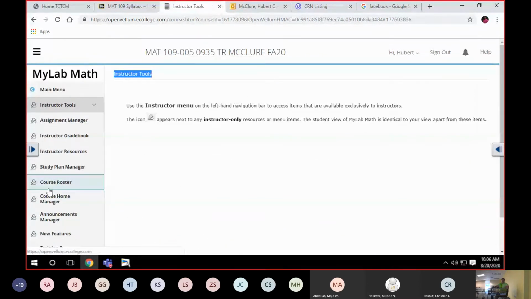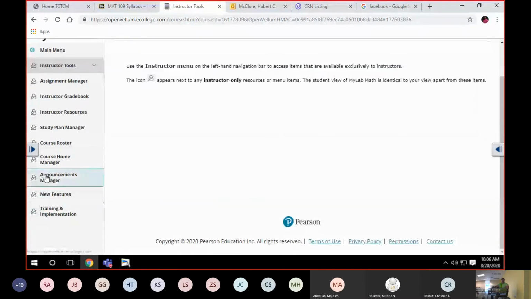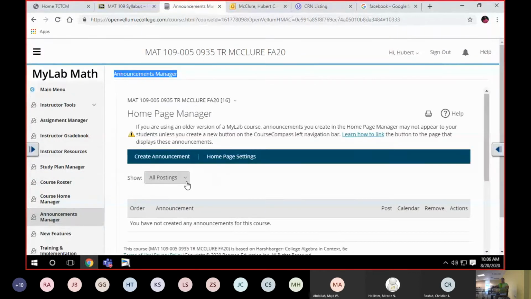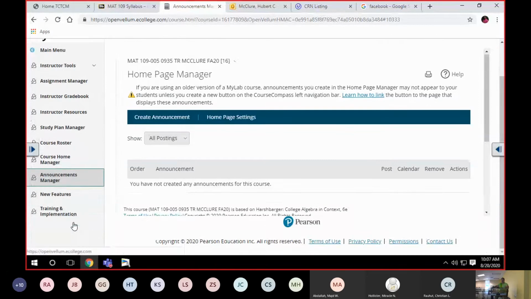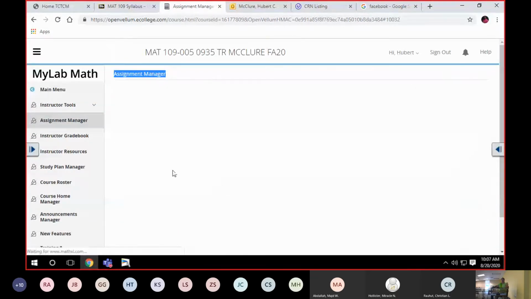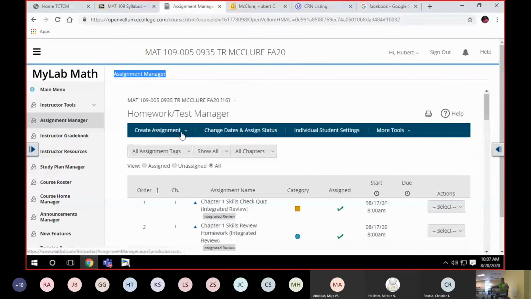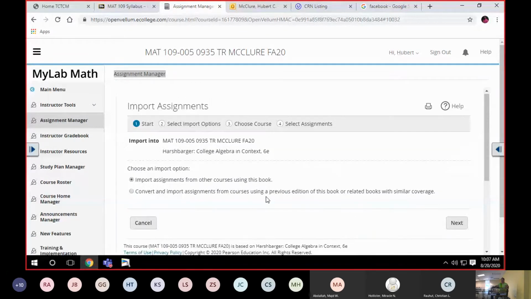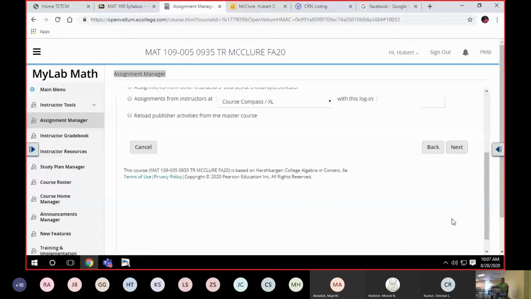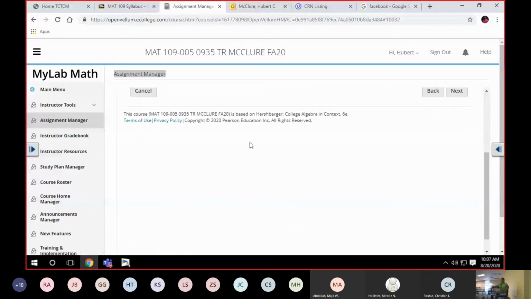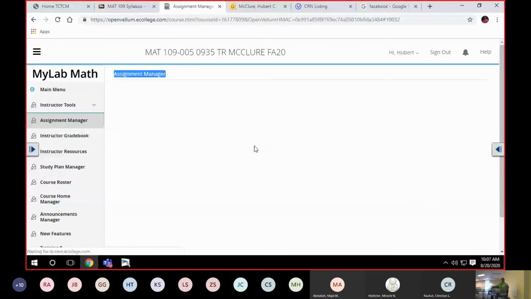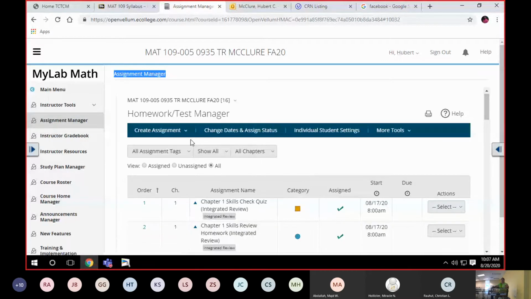Let me go here. I don't think I can pull in an old test because it's new. Let me see if I can do that. No, that's homepage manager. Where is my assignment manager? There it is. They've changed some things around, so I'm having to learn this also. I want to bring in, can I bring in a 109 assignment? Let's see. Next. Nope, I cannot. So I'm going to have to go back, and I'm going to make up a quick test right quick.